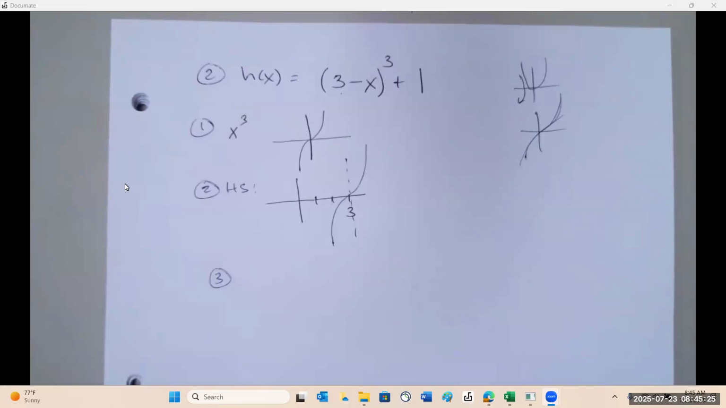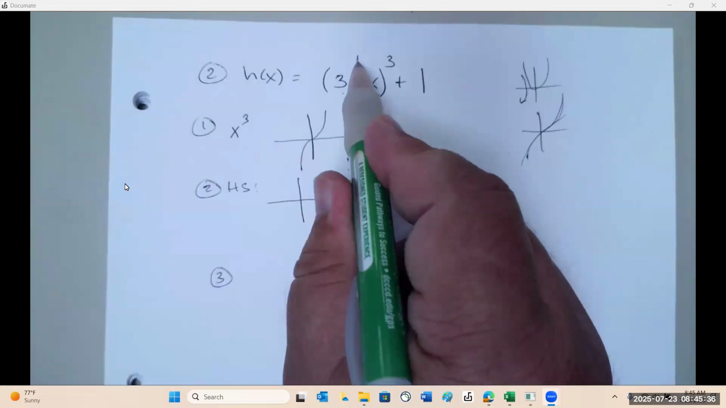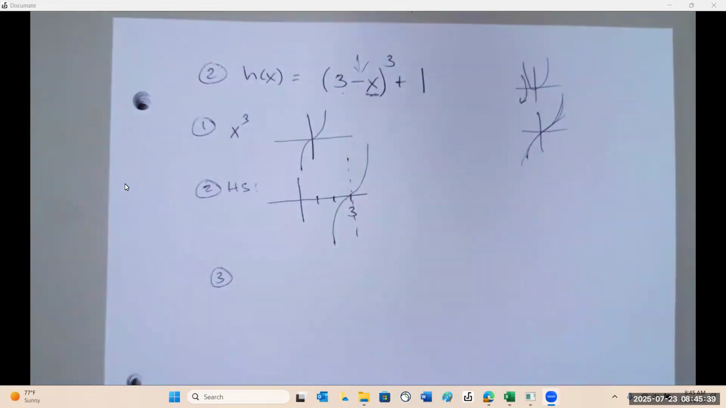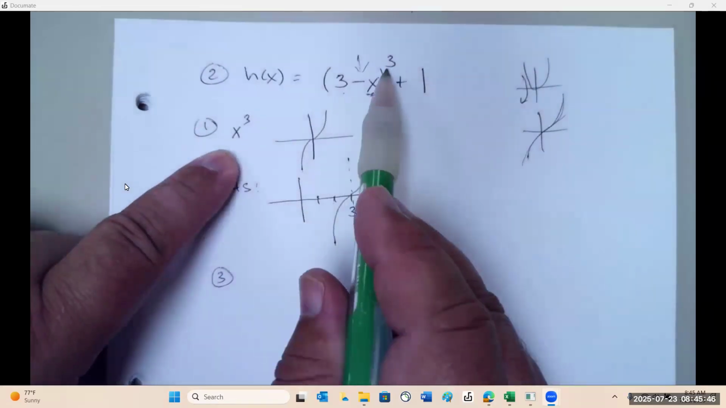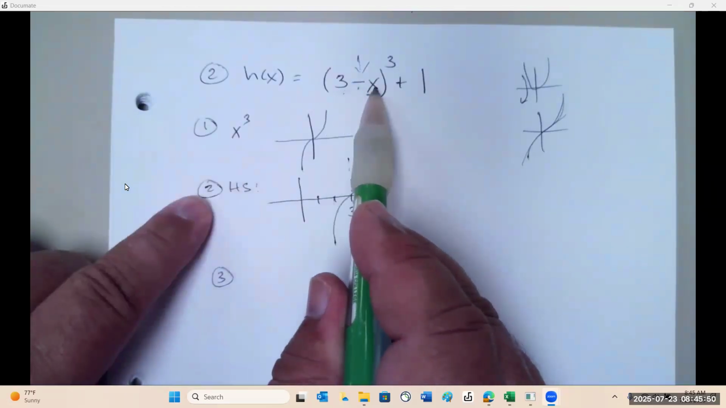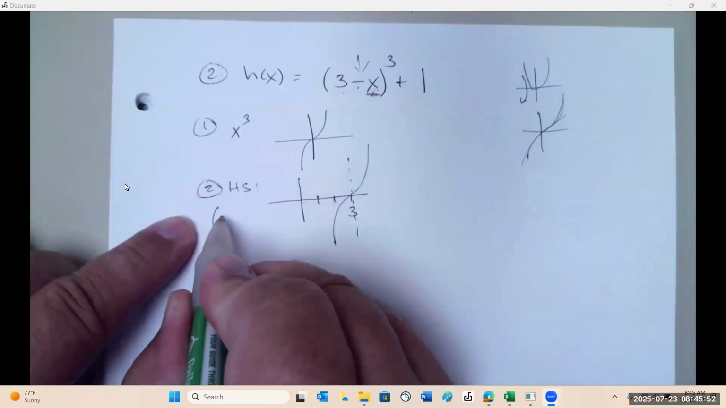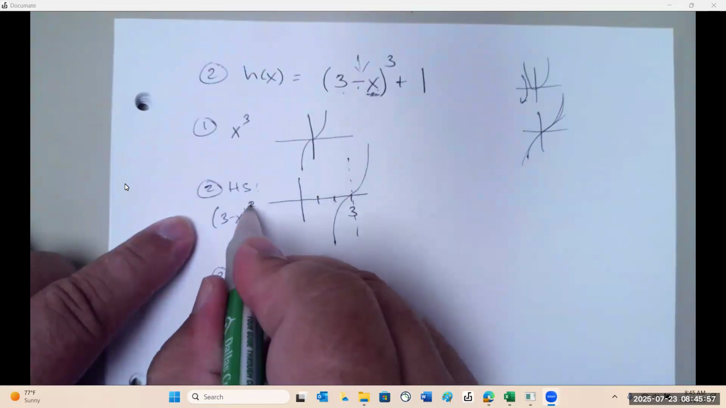What else do we have? We have a horizontal reflection, because x is no longer positive, it's now negative. You have to build out. You're not even done inside there yet. We have x cubed. We should have done this one first, really, but let's do the shift, which we did here, which was 3 minus x cubed.